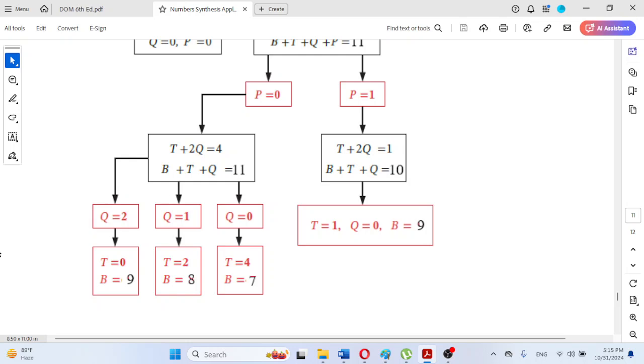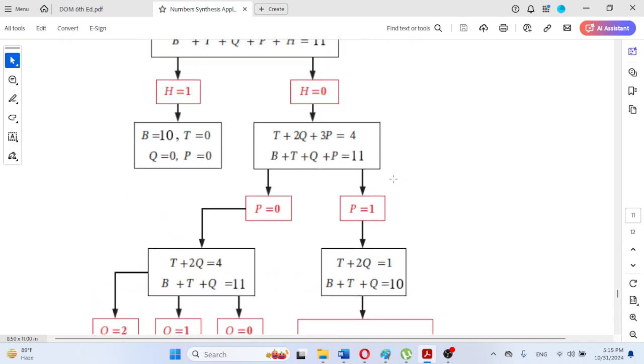And the third combination for q is equal to 2, so that means t plus 4 is equal to 4, 4 minus 4 is equal to 0, so t will be 0. And the lower equation will be giving 11 minus 2, means quaternary links are 2, so that will be giving 9 binary links. So 9 binary links and 2 quaternary links, 9 plus 2 is equal to 11. So in this way this set has also been satisfied.